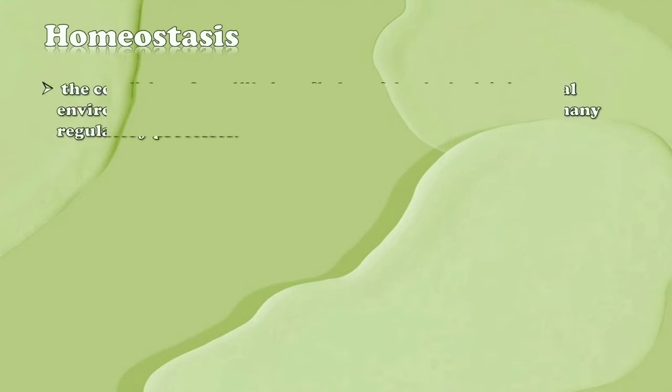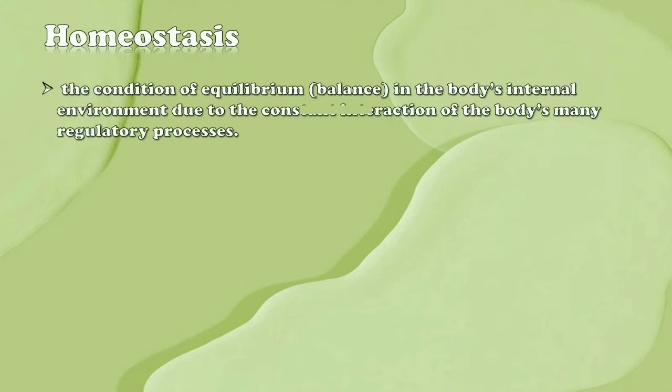So what is homeostasis? It is a condition of equilibrium or balance in the body's internal environment due to the constant interaction of the body's many regulatory processes. Do you ever think of 1 billion cells in your body? They need certain conditions to function properly.